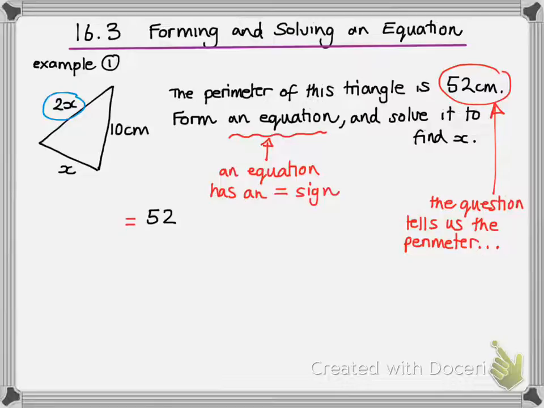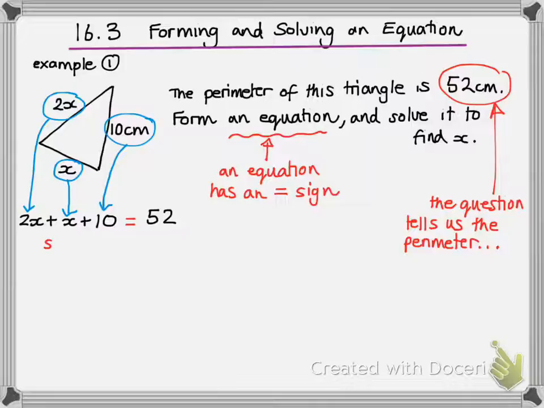And then think about how we make the perimeter of a triangle. Perimeter means the distance round the edge, and we find that by adding each of the sides together. So let's just go around the triangle, writing down each of the sides and adding them together. 2x plus x plus 10 must equal 52. There, we've got our equation.